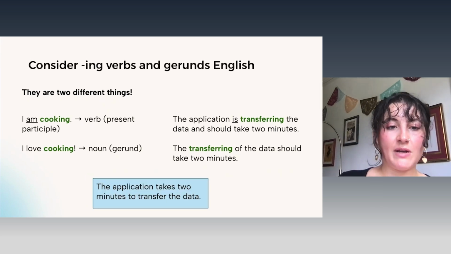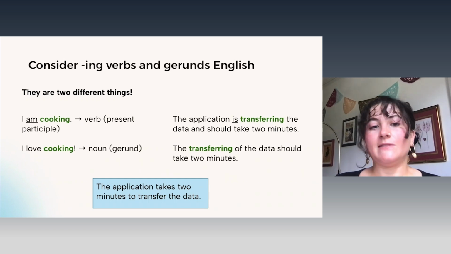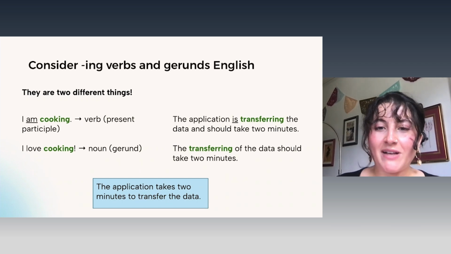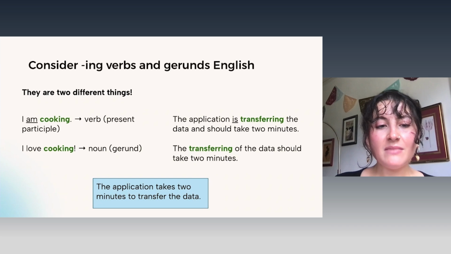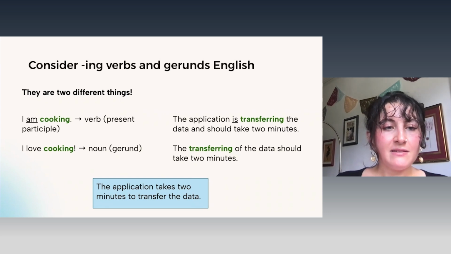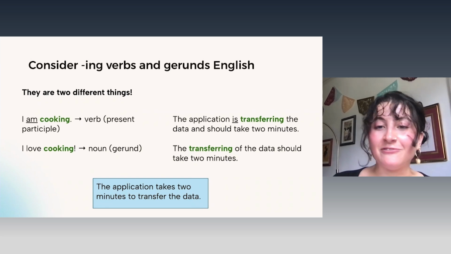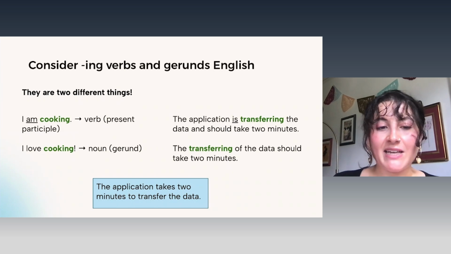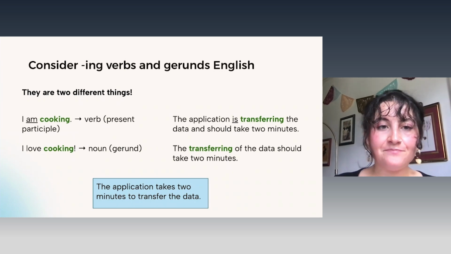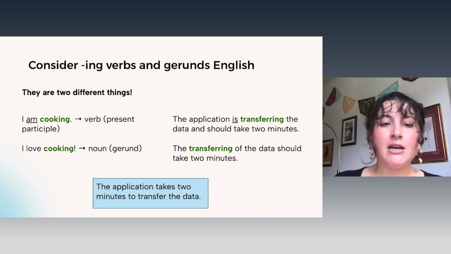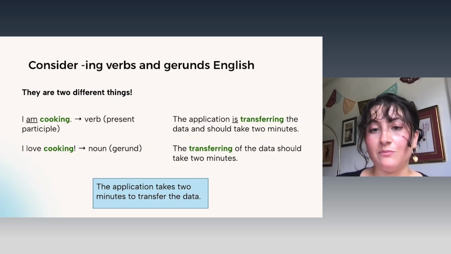We want to disambiguate. So I would suggest, whenever possible, just using plain present tense, is my recommendation. So instead of even worrying about transferring, just say transfer. So the application takes 2 minutes to transfer the data. So hopefully you can see, just because two things look the same doesn't mean they actually are.